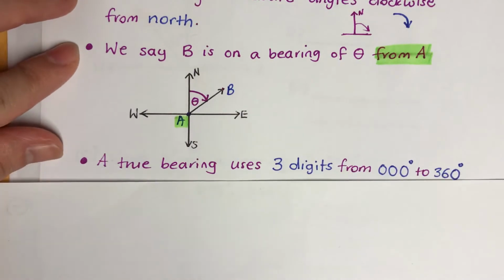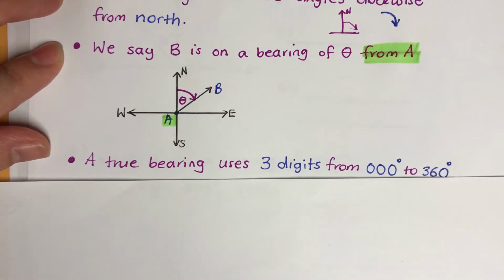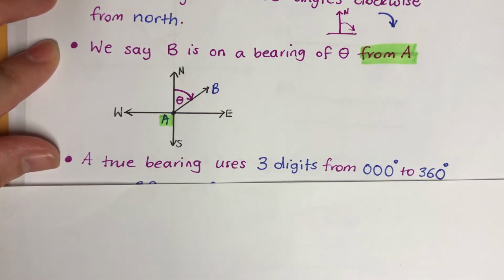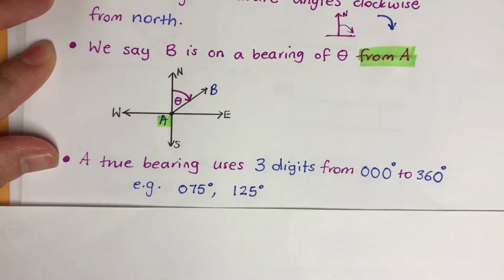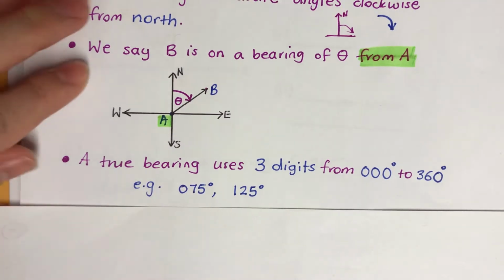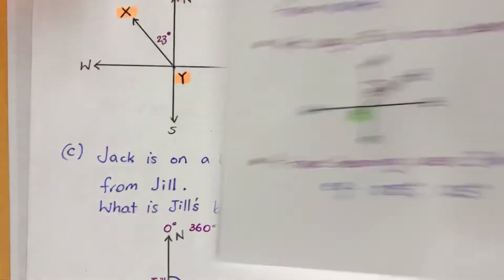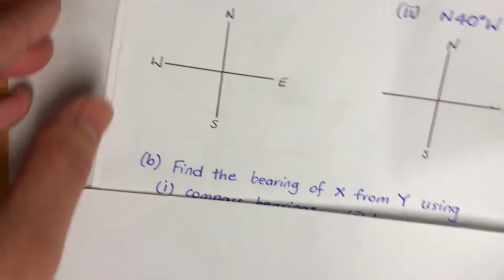True bearings, another important part, use 3 digits from 0 degrees to 360. So for example like this. For an acute angle, you need to put 0 in front. Okay, next one. Let's have a look at some examples.